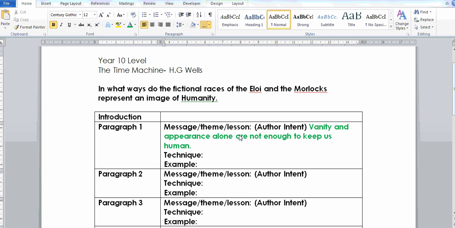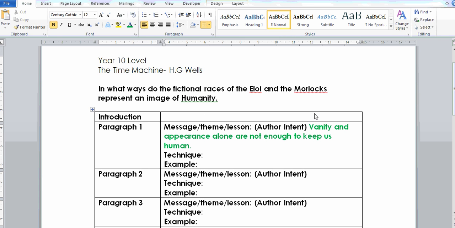And out of all of that time, the only part of their humanity that they've preserved is their beautiful appearance and grace, and that alone isn't enough to make them what they should be. So in this case, the message that I've drawn out is that if we focus on only vanity and appearance alone, we lose our humanity. And I think there's something in there about what H.G. Wells was trying to say.